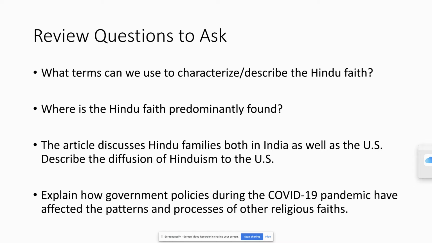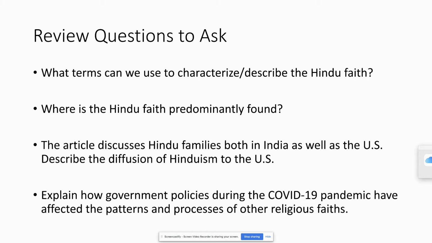So let's break this down in an AP sense. What terms can we use to characterize and describe the Hindu faith, right? We want some basic detail there. Second, where, right? We always want to ask that question of where. Where is the Hindu faith predominantly found? Next, has that faith moved? Now, this article goes on to discuss Hindu families that are both in India as well as in the United States. So, can we describe the diffusion of Hinduism to the US and other places? And then last, we get to the why care, right? So, how does this impact Hindus particularly? And how do these pandemic policies impact other faiths as well?